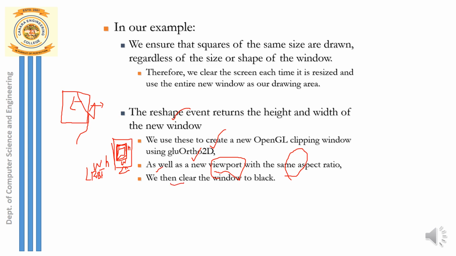The third point is we clear the window to black. We clear the display window to black after performing this reshape function. So these are the three things that we perform when we undergo this reshape event. I hope this reshape event is clear. That is all about the window resizing, increasing or decreasing the size of the window, or the aspect ratio of the display window when it changes. Okay, so we will just go to the next example of this reshape event.